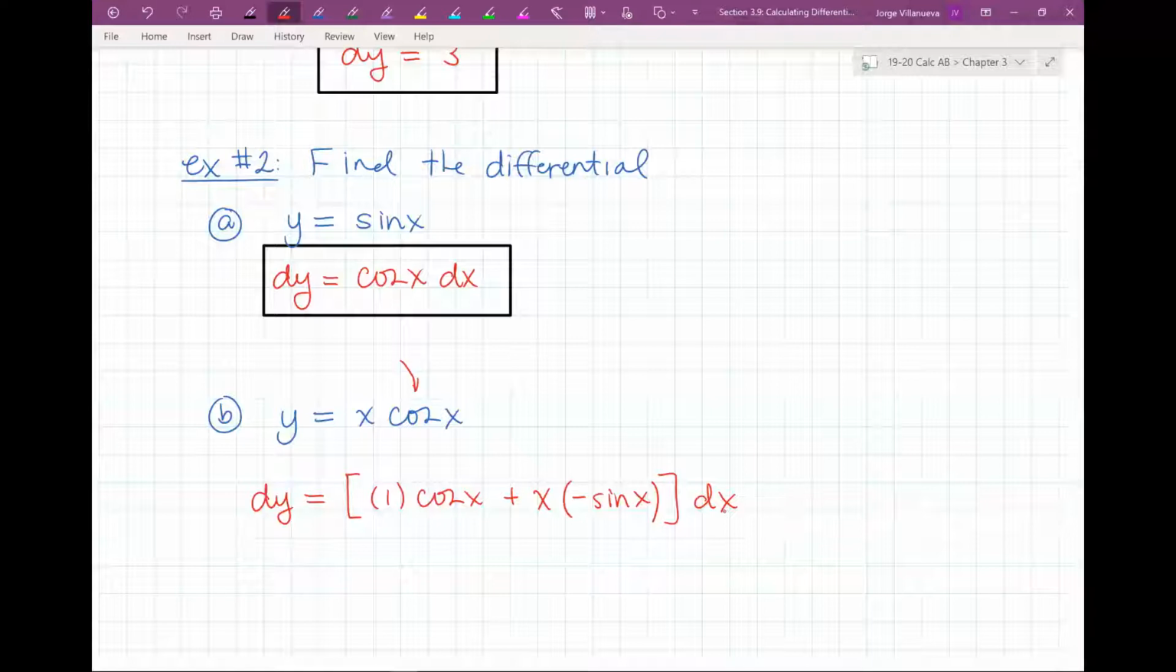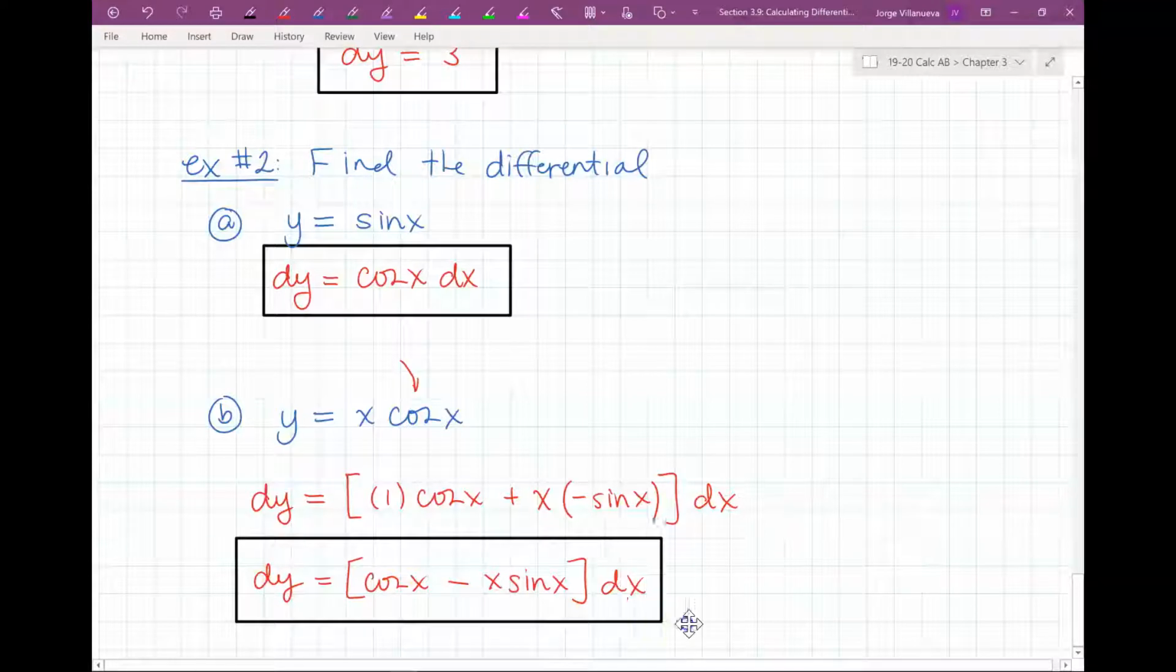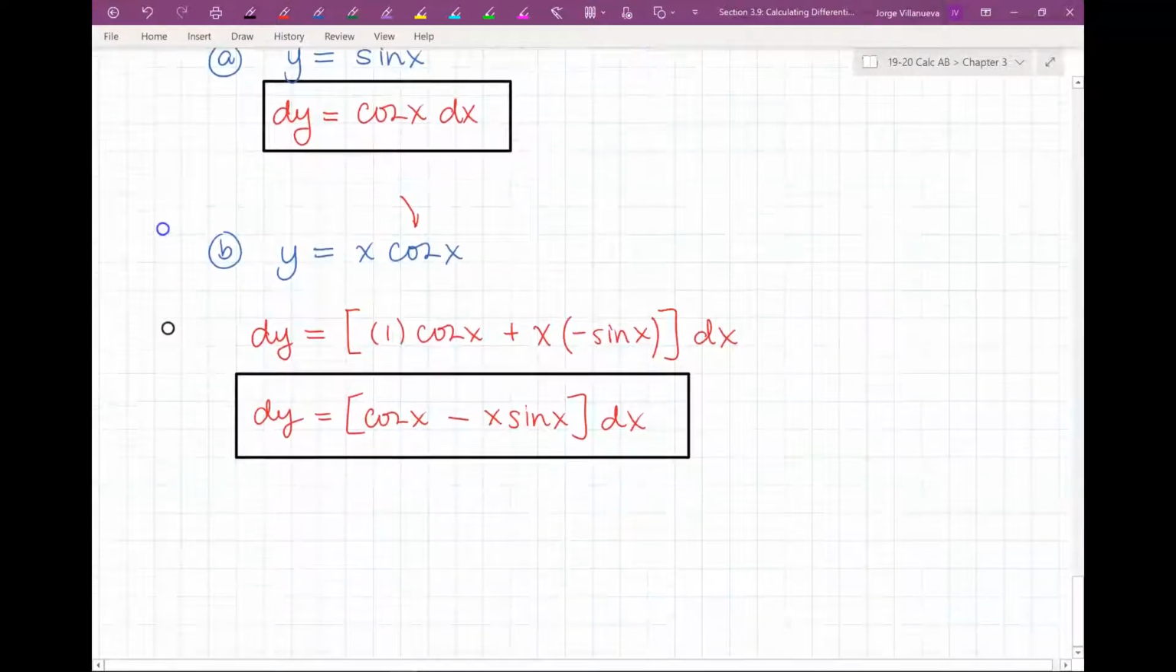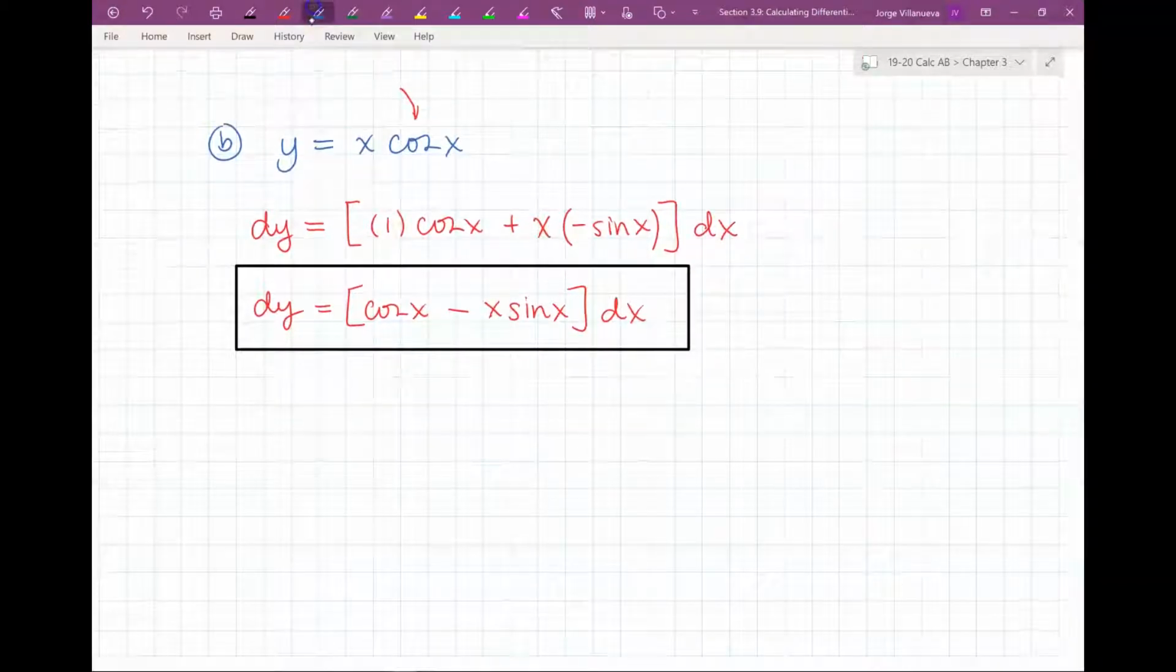Now let's simplify the inside. dy is equal to cosine of x minus x sine of x dx, and I'm done. Now this next one that we write up, I'll give you a little bit of time to write that down. But the next one that we do, we're going to do it the way we normally are used to doing these problems.